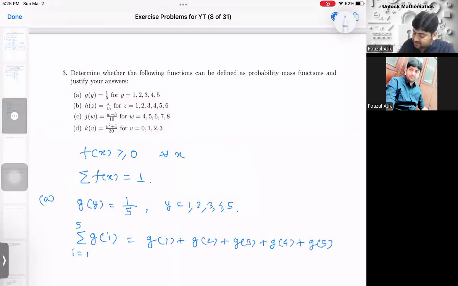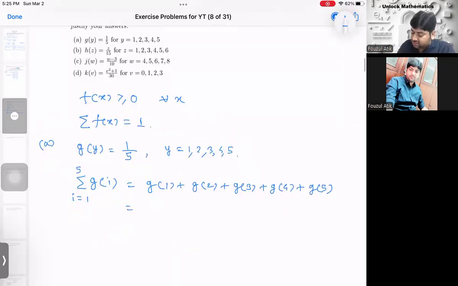So how many such terms are there? Now look at that, g(1) is 1 by 5 because it does not depend on y, right? So all the values are 1 by 5, 1 by 5 like this. So 1 by 5 plus 1 by 5, five such terms of 1 by 5, so the value is 1. And therefore, this g(y) satisfies both the conditions of a probability mass function. So g(y) is a valid probability mass function, right?